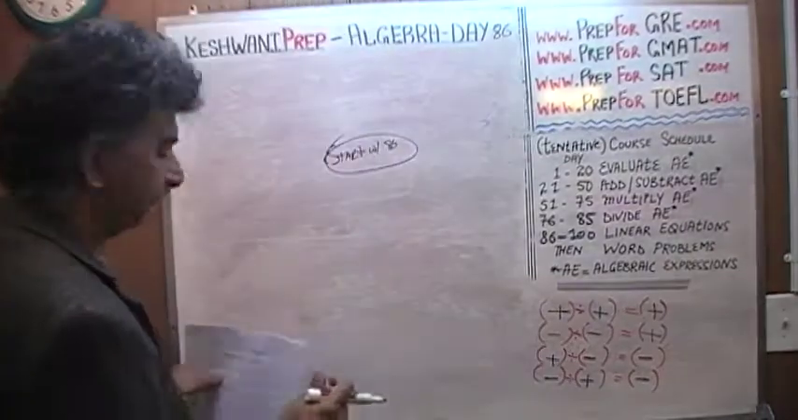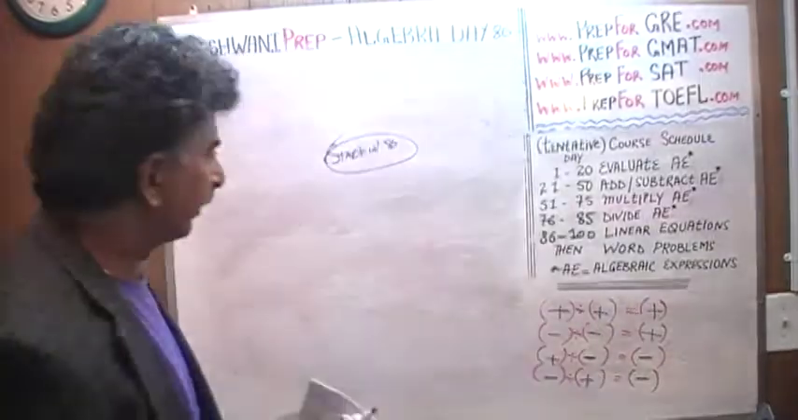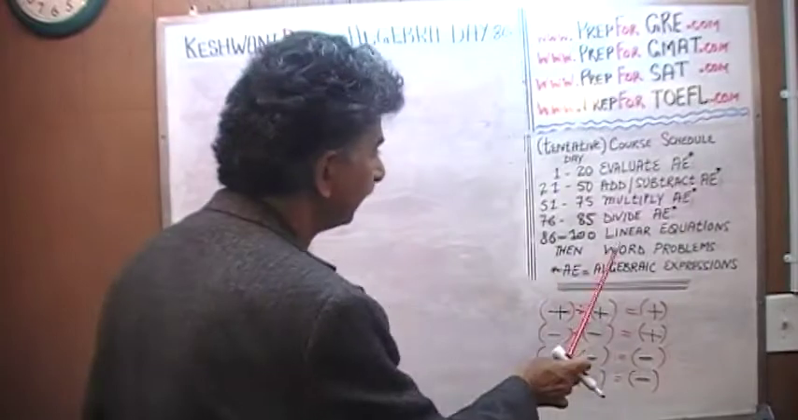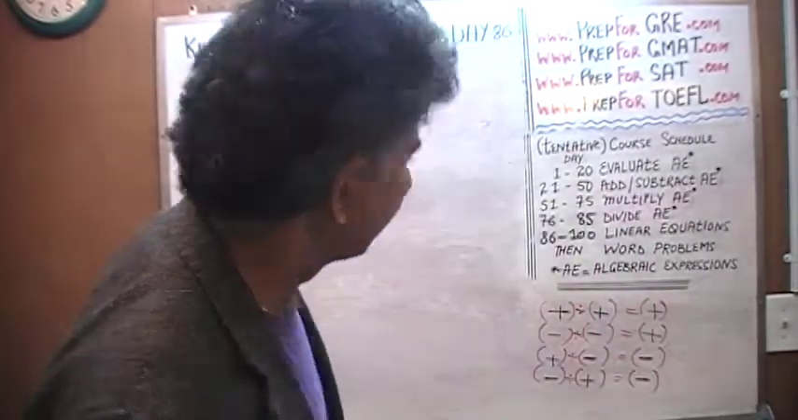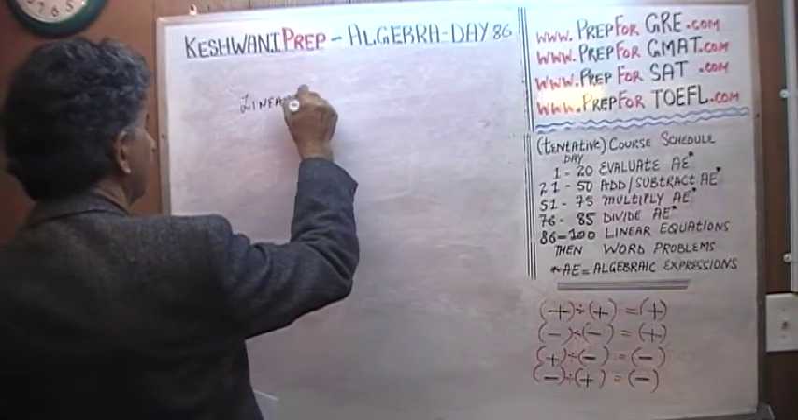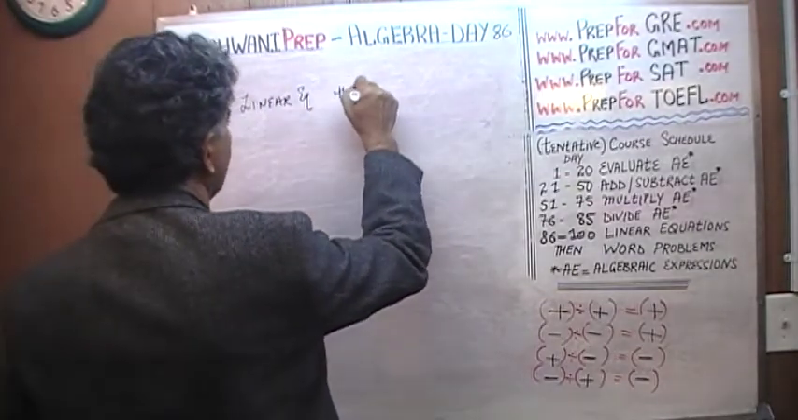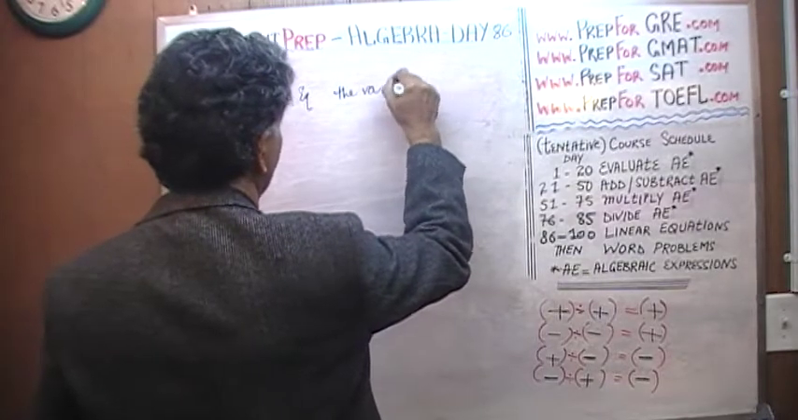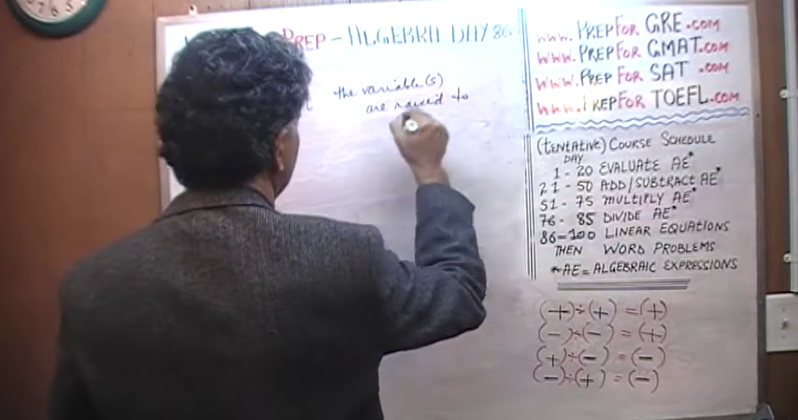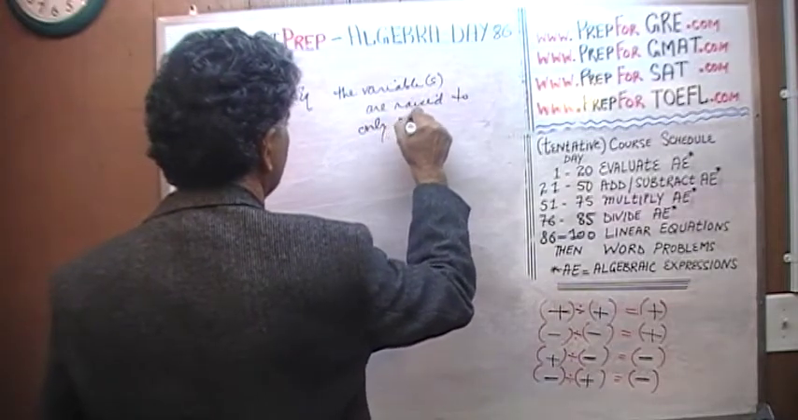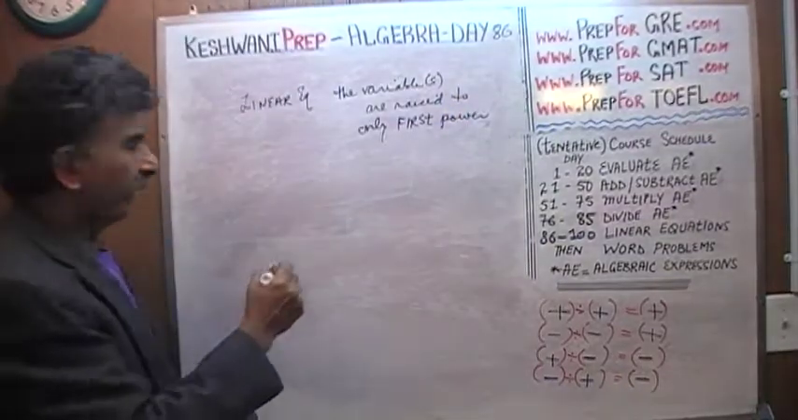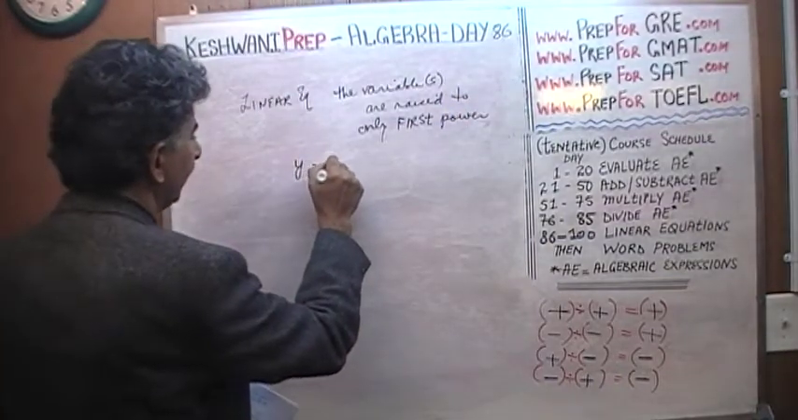For example, number 1, and these are all linear equations. Let's first talk about it. What does it mean, linear equation? Let me quickly introduce that concept here. Linear equation means the variable or variables are raised to only first power. For example, here's a linear equation, y equals x plus 3.